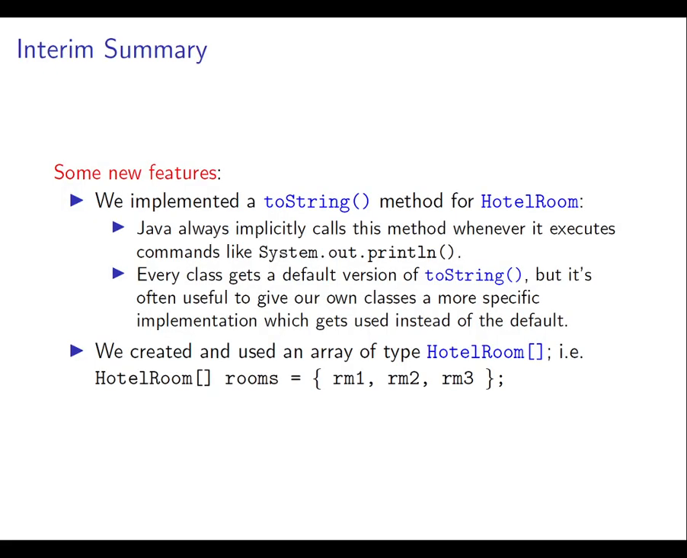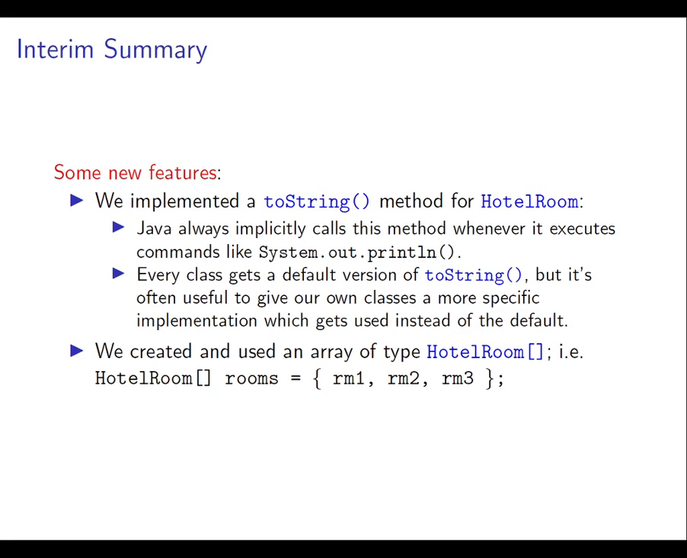So, what have we done? We implemented a toString method for hotel room, and you should remember that possibility because you'll often want to implement toString methods for your own classes. How is that actually used? Well, I told you that every object in Java understands the toString method. It's just that it might not necessarily do anything terribly useful as a result. You saw we got some gobbledygook when we sent it to an object that didn't have its own special toString method. Implicitly, Java calls this method whenever it executes something that needs to turn an object into a string representation, for example, println.